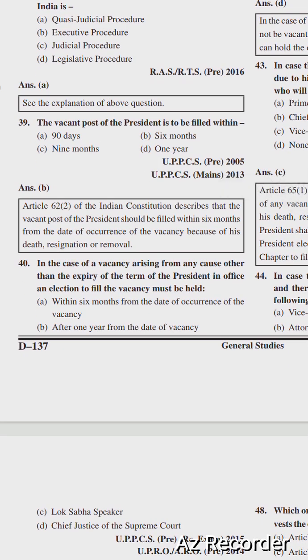So next question is, the vacant post of the president is to be filled within. Options are 90 days, 6 months, 9 months, and 1 year. Right option is option number B, 6 months.